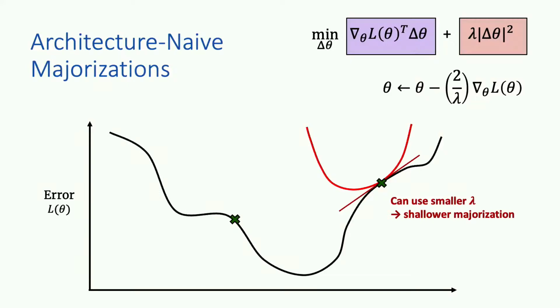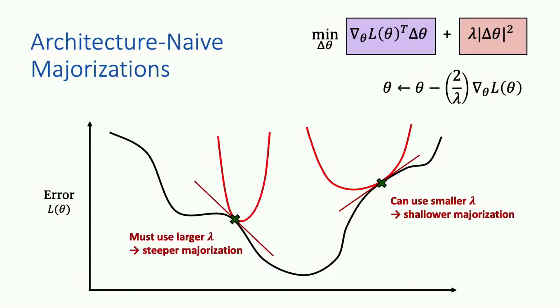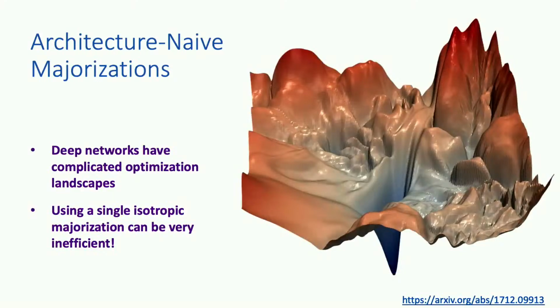In some places in this optimization landscape, you can use a bigger step size, which corresponds to a smaller lambda here, which allows for this shallower majorization, which means I can take a bigger step away from this current place I am. In other places, I need to use a smaller step size, which means a steeper majorization, which means I'm going to likely make less progress because the majorization is going to lead to an optimal solution that's closer to the original iterate. And deep neural networks indeed have this very complicated optimization landscape. And so using a single isotropic majorization everywhere can be very inefficient as a way of capturing these efficient local models for this optimization technique, which is what gradient descent does.